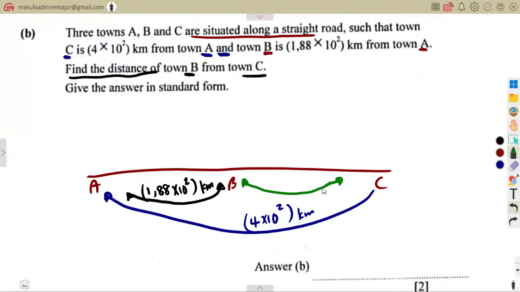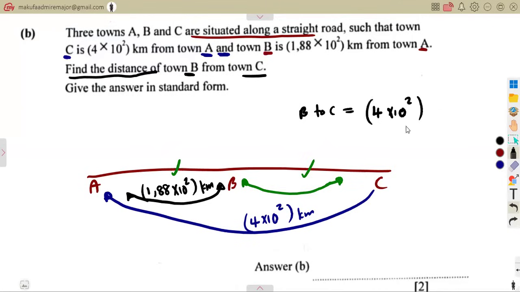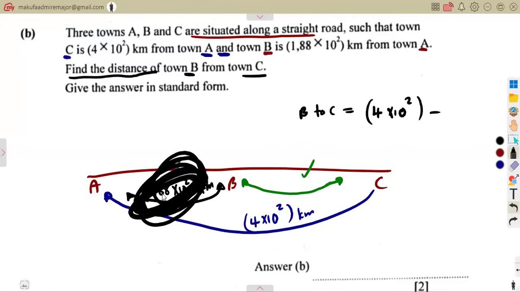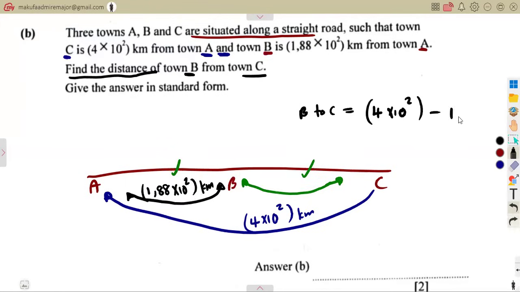As you can see, if you add this part of A to B and B to C, it gives you the whole of AC. So in order for us to find B to C, it is simply the difference: the whole of AC, 4 times 10 to the power 2, minus this part. If you remove this, you are going to remain with this section. So you simply subtract 1,88 times 10 to the power of 2.